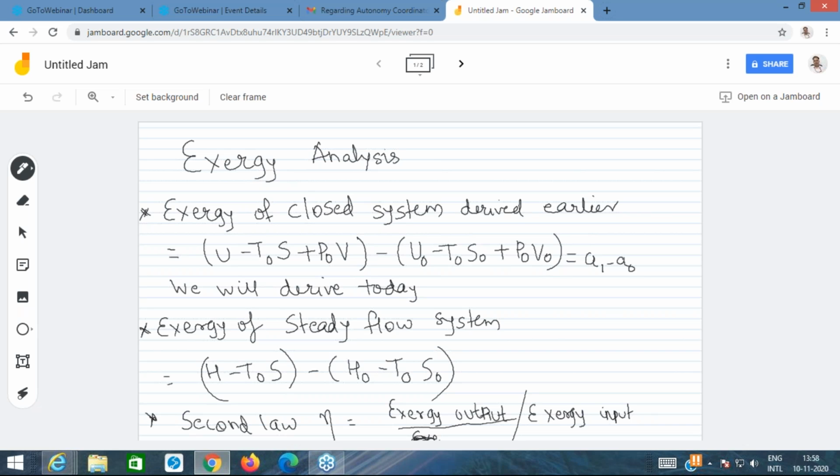If I want to calculate for a closed system like a piston cylinder arrangement, and this system is at a certain state which is given by the pressure P, the volume V, and temperature T, then using this expression written on the board, you can calculate the exergy of this closed system. I hope this is clear to you, how the exergy is calculated.